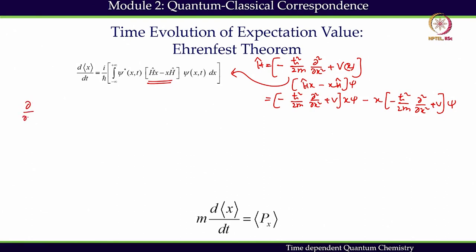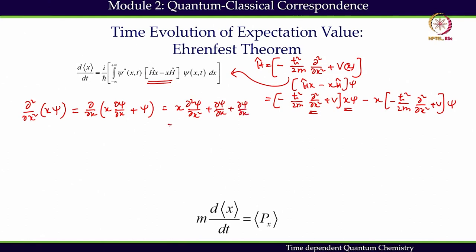If we take the second derivative of x psi, that's exactly what we'll have. The second derivative of x psi can be written as x times the second derivative of psi plus 2 times the first derivative of psi. So this can be plugged in here and I'll be able to write down minus h cut square by 2m.